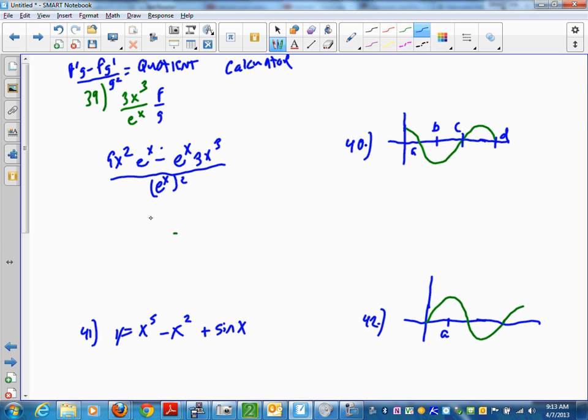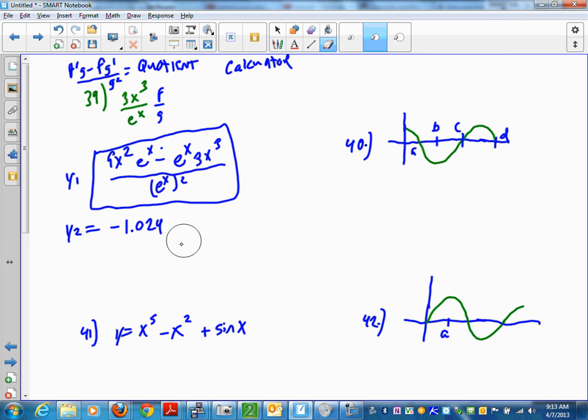Anyway, so you just put this whole thing in your calculator, the y1, I guess, and in y2, put the negative 1.024, and then just look to see where they intersect. That'll give you your answer as well. So I'll let you finish that one up.